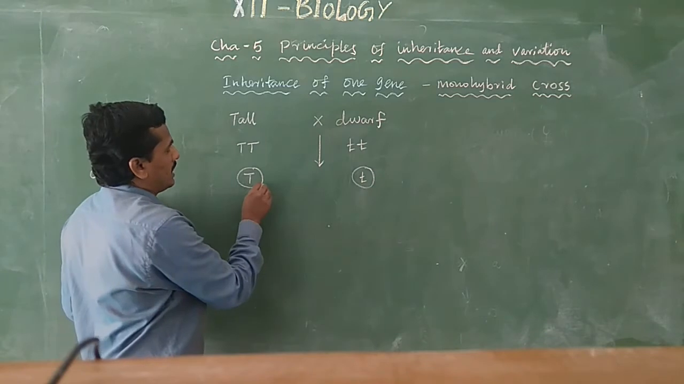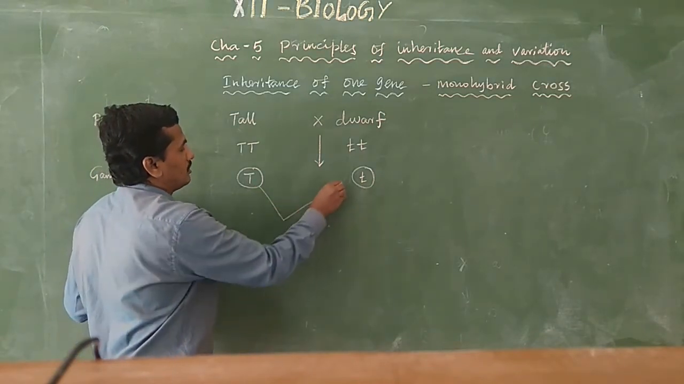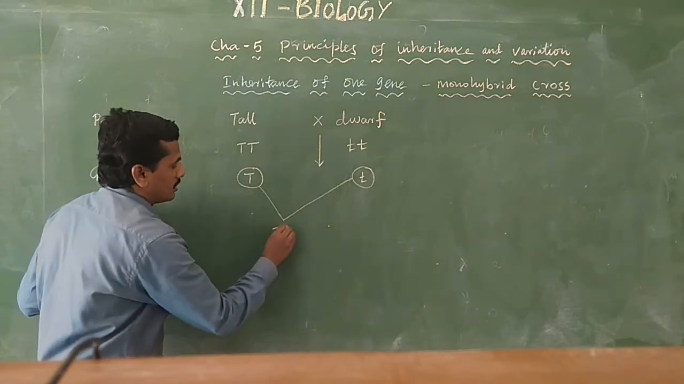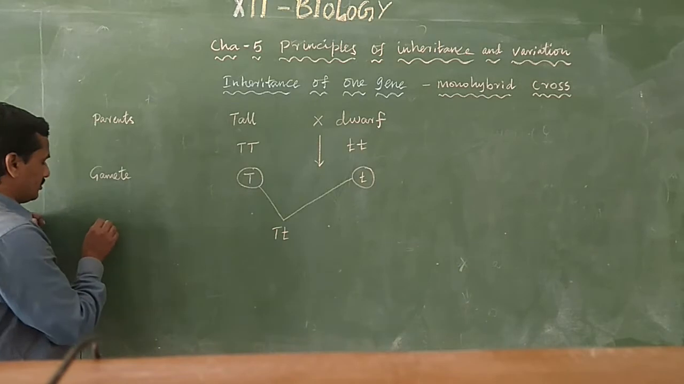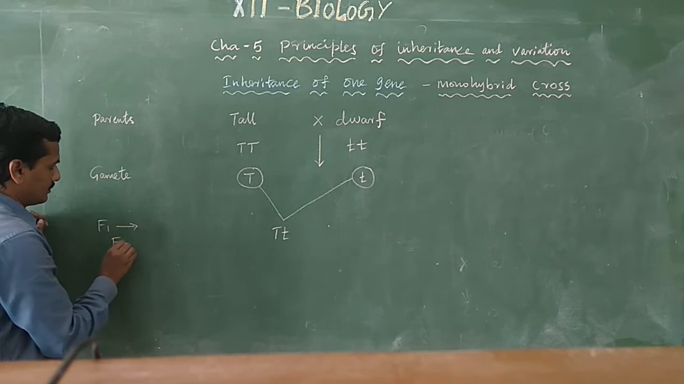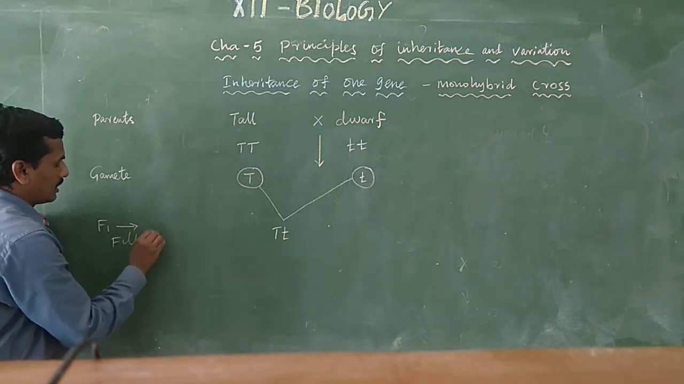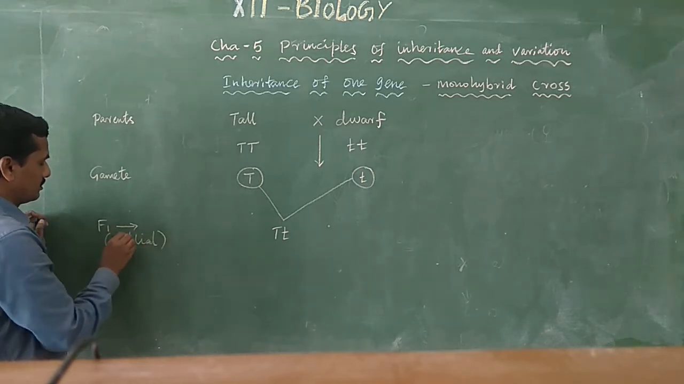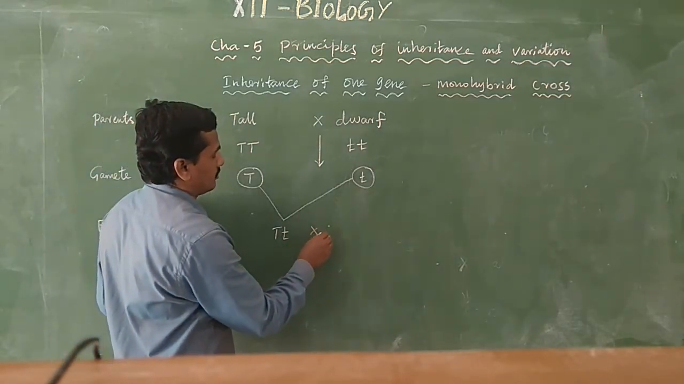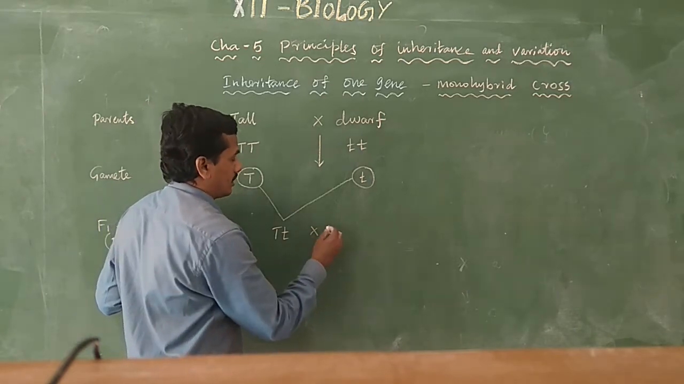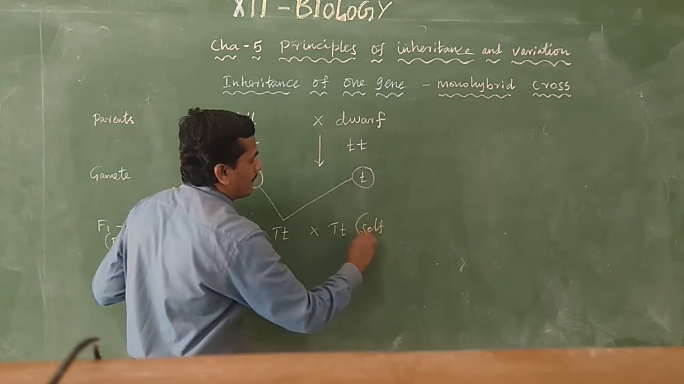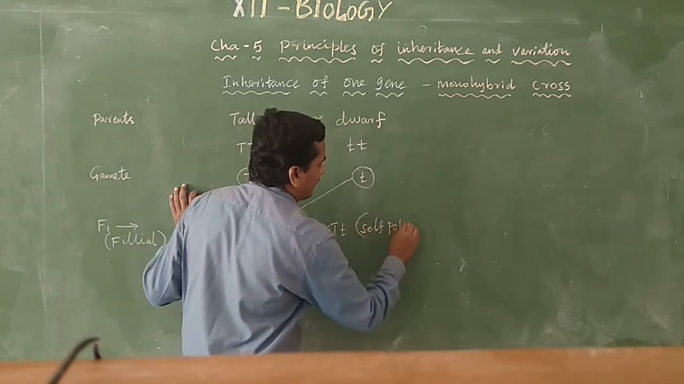Then the male gamete fuses with the female gamete, and in the F1 generation capital T, small t is produced. F1 means filial 1. Filial means son or offspring. The same plant, or the same flower, undergoes self-pollination.